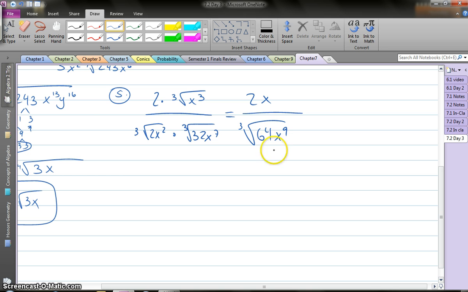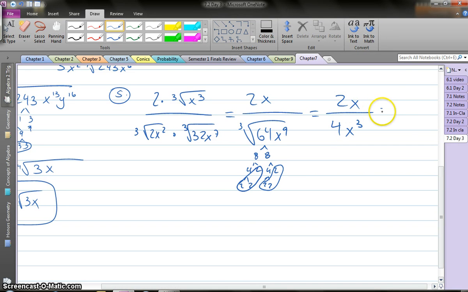Now, 64, if you go to break it down, let's go 8 and 8, 4 and 2, 4 and 2, 2 and 2, 2 and 2. So I got 3 of a kind, 3 of a kind. So 2 2's come out. 2 and 2 gives me 4 on the outside. And x to the 9th, there's 3 groups. And I have 2x on the top. Well, that worked out nice. Don't have to rationalize because that was a perfect cube there.